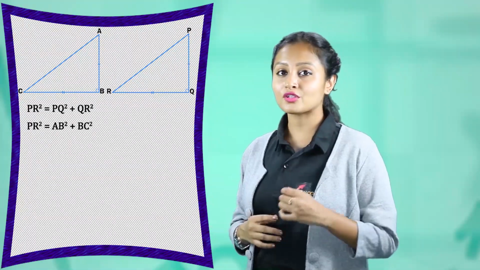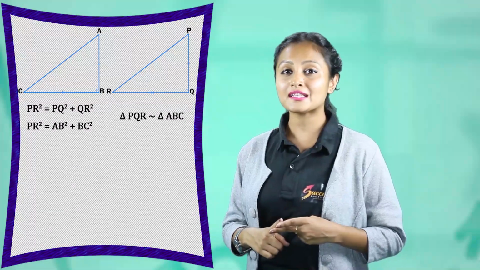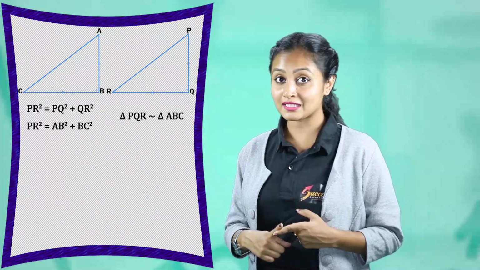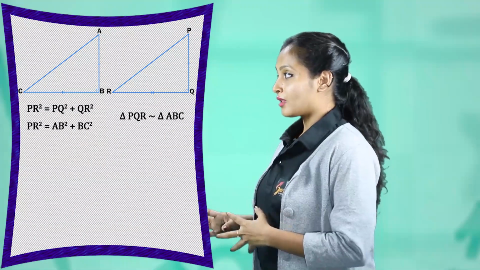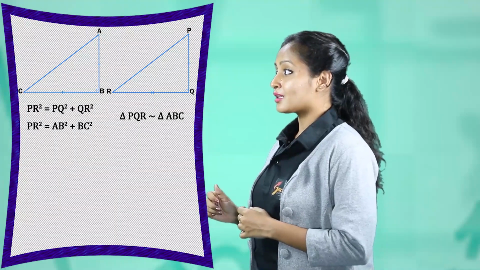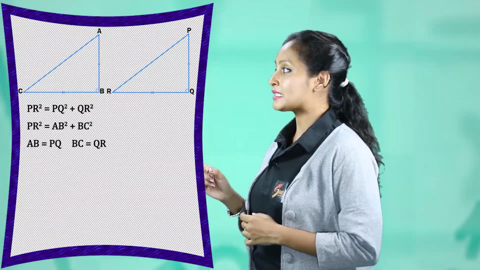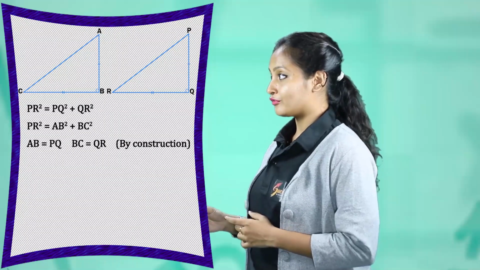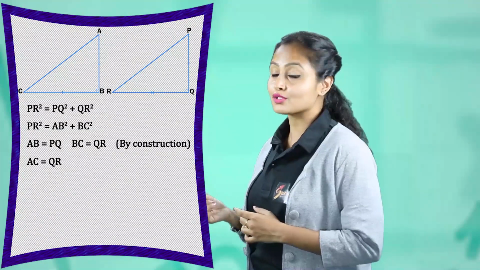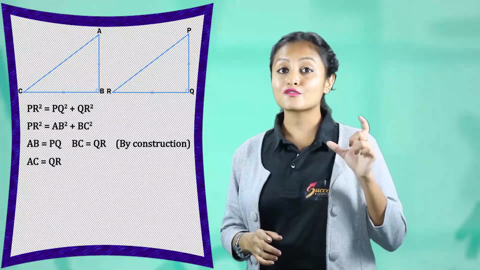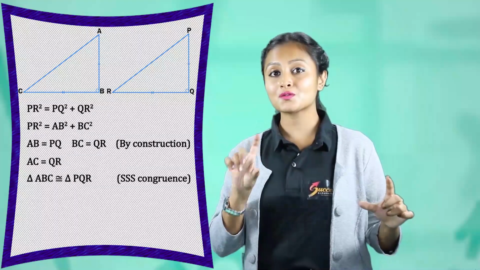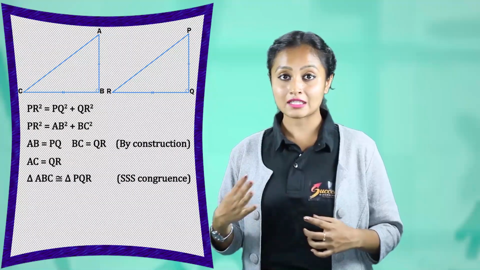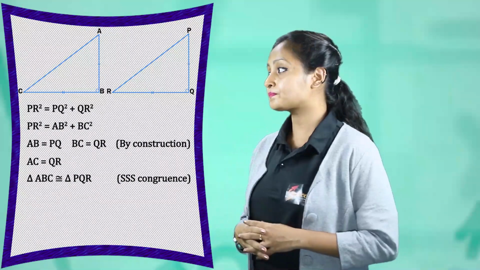That is because triangle PQR and triangle ABC are similar. Remember the side and the angle criterion of these two triangles. Side AB is equal to PQ and BC is equal to QR. This is because of the construction. Therefore, side AC is equal to side PR. That is, if two sides of one triangle are equal to two sides of another triangle, then we can conclude that the remaining sides of both the triangles are equal.